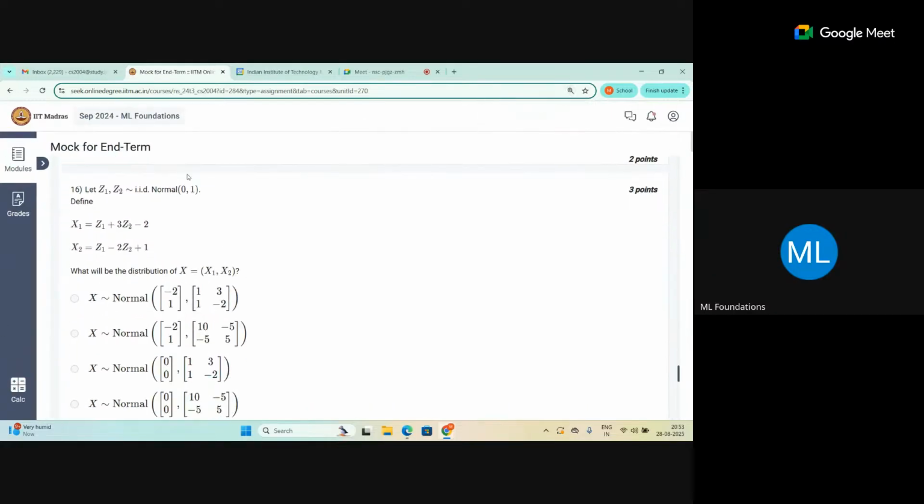Okay, these are questions based on whatever we have learned. Let's say z1 and z2 are IID normal with mean 0 and variance 1, and x1 is defined as z1 plus 3z2 minus 2.